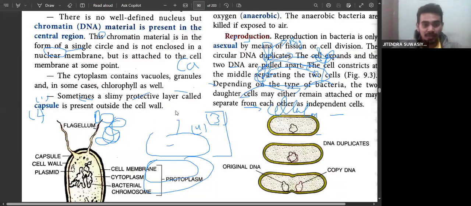Then sometimes a slimy protective layer called a capsule is present outside the cell wall. We can't say that in every bacteria a capsule is present on the cell wall, but in some bacteria we find capsules present outside the cell wall.